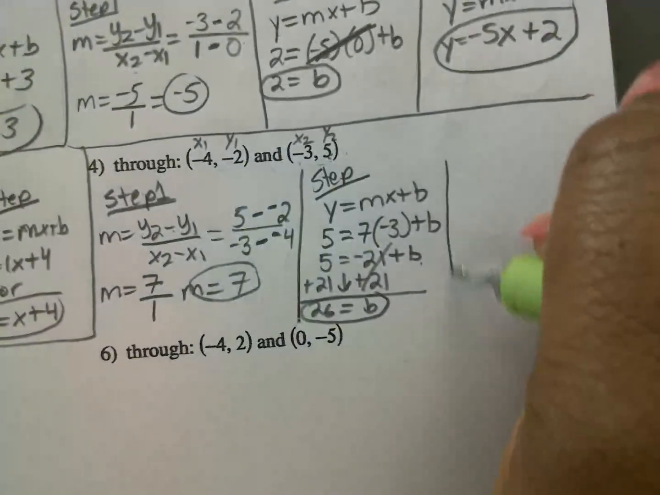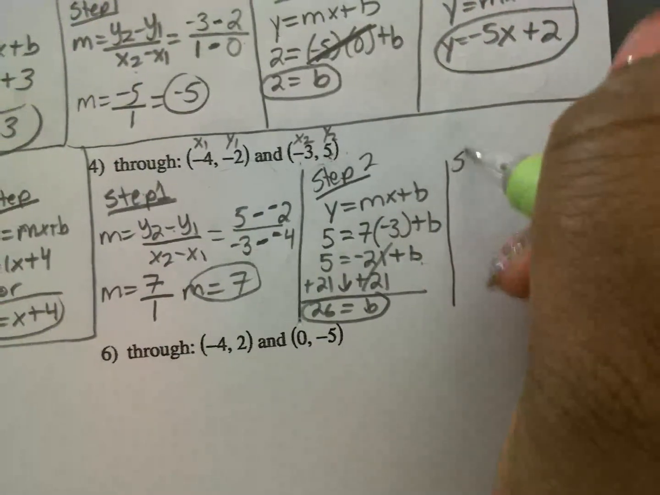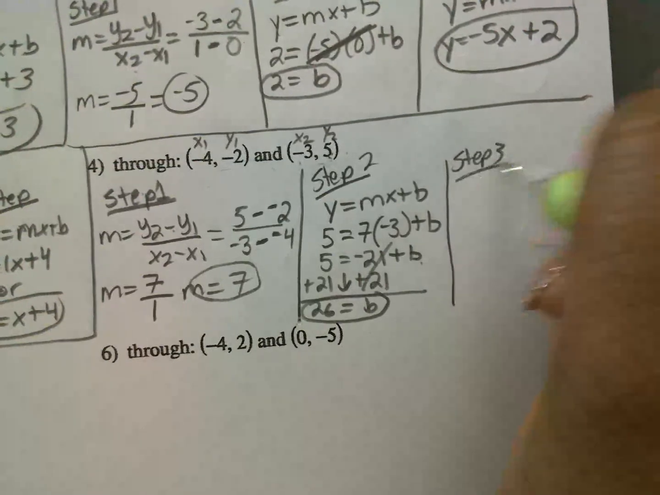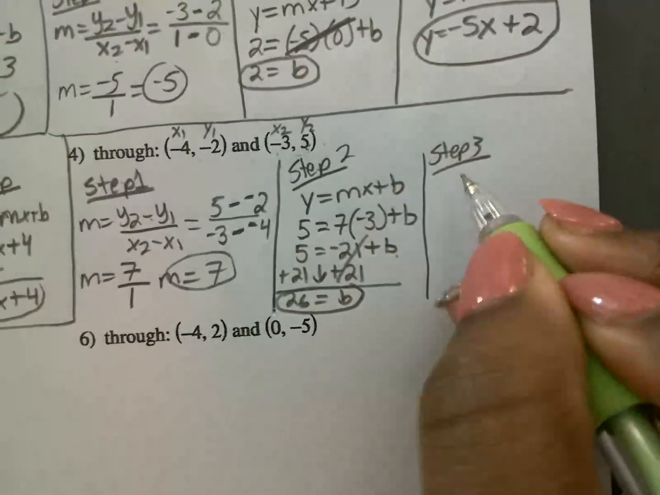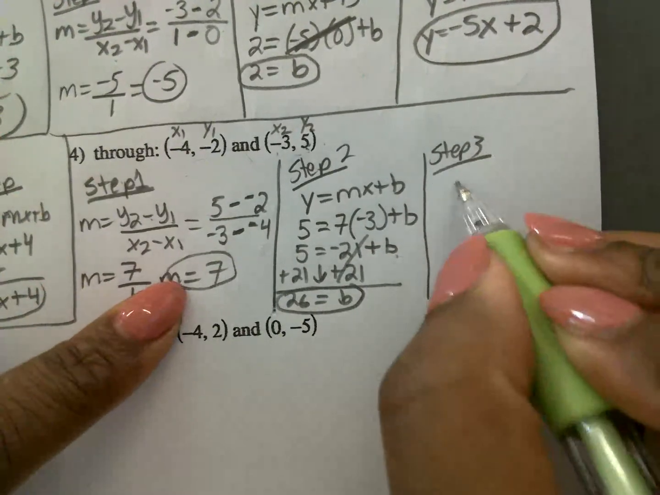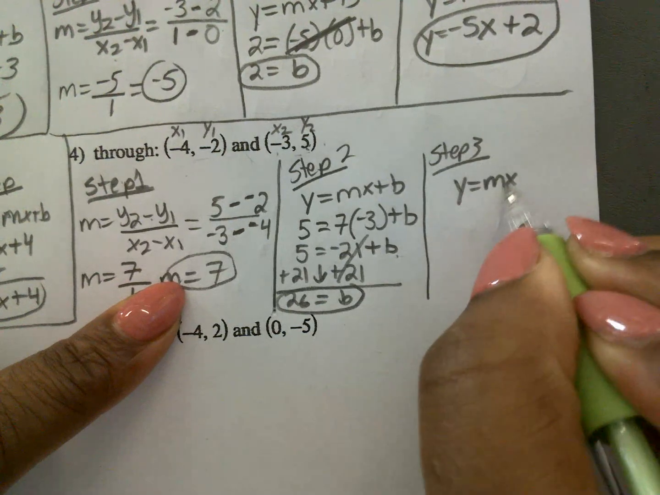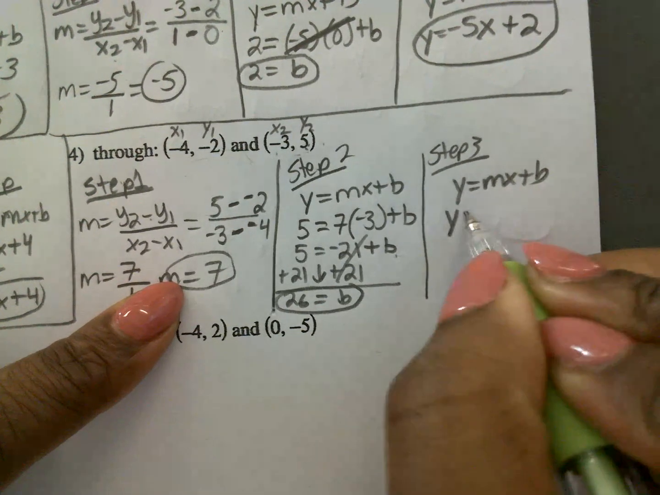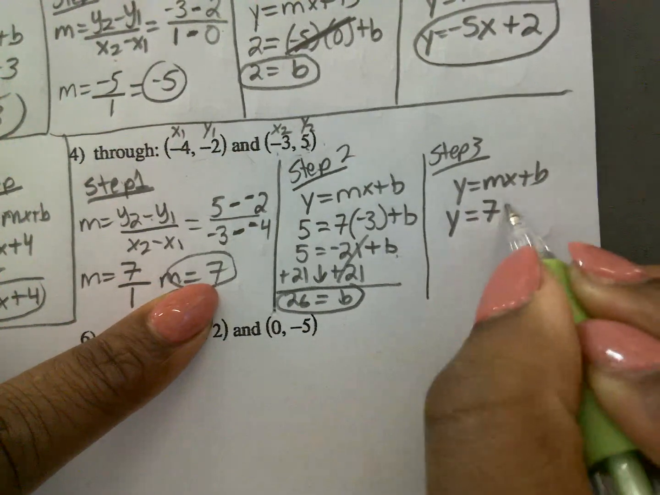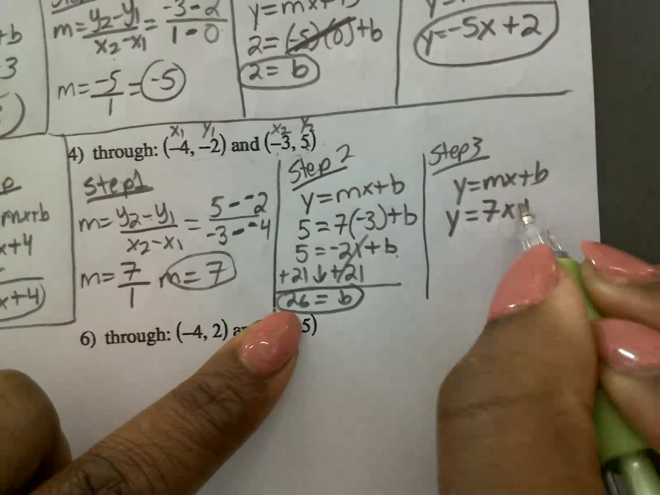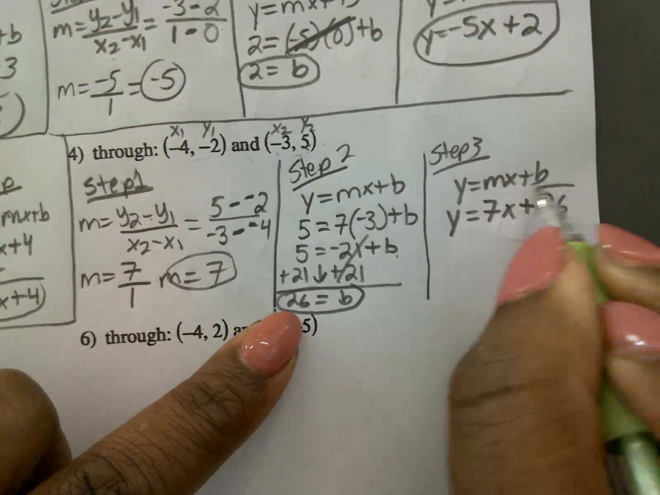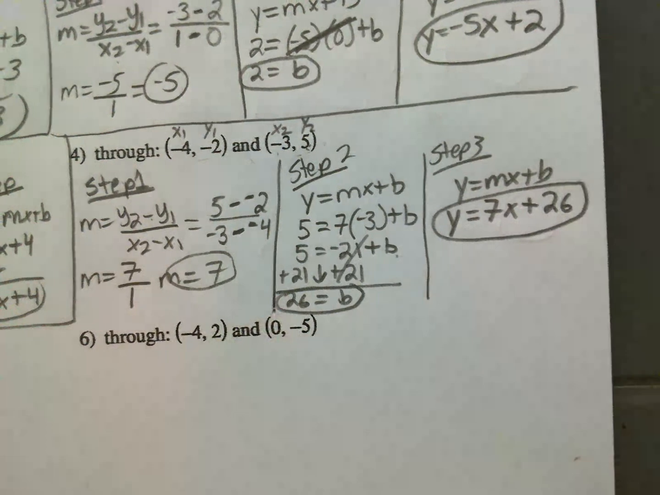All right, last step. So we have your slope is 7. Remember, we're writing this in slope-intercept form. So y is equal to 7x. This is a positive 26. Okay?